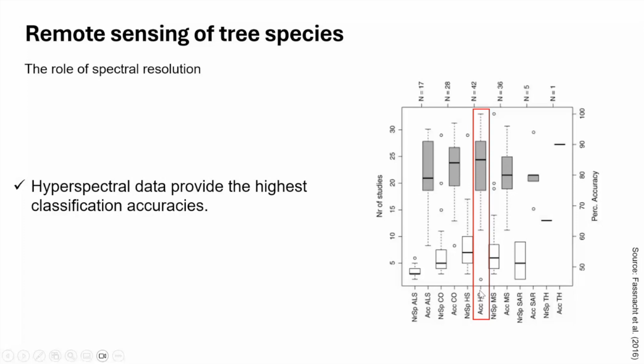But this assumption is questioned when you have a very high resolution image. We have very good results using convolutional neural networks and drone images that can capture the structural differences among tree species. And then I will show some of the results of works I have done in the last years.